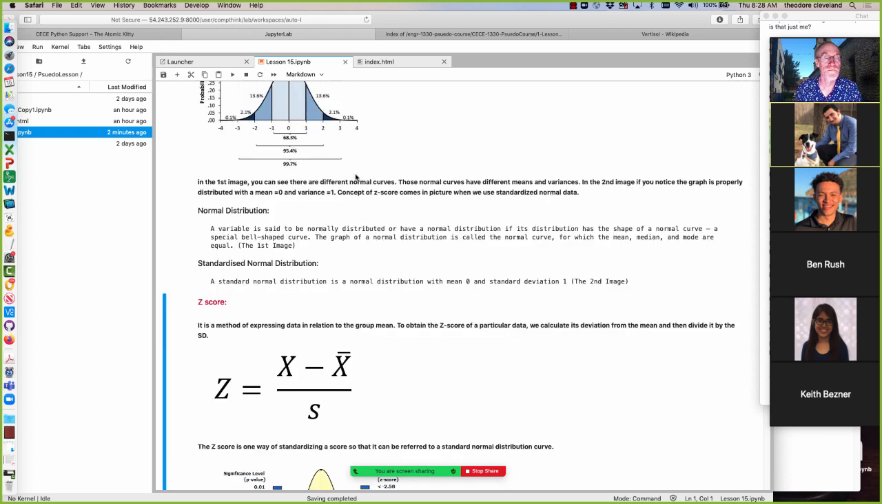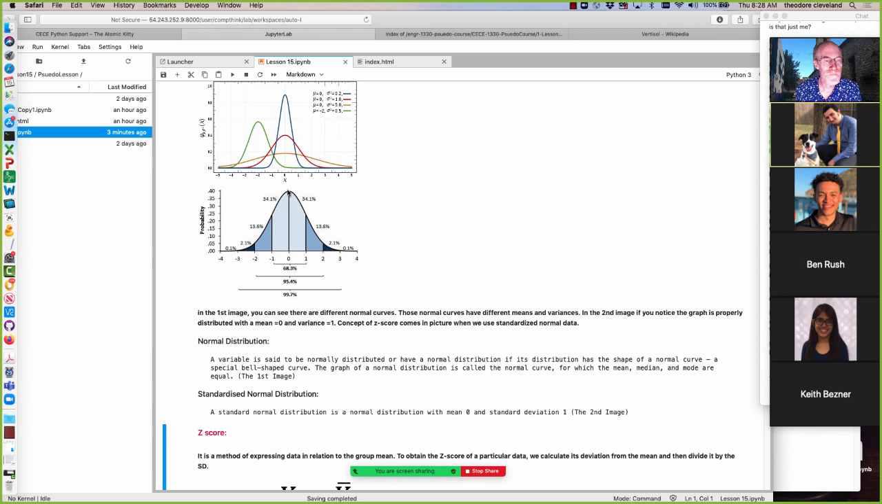So a variable is said to be normally distributed if its distribution has the shape of a normal curve. And we've actually seen that. We've actually seen the function that makes that the case. And then the graph of a normal distribution is called the normal curve, for which the mean, the median, and the mode are equal. There's other distributions where that's true, but for what it's worth, most distributions, the mean, median, and mode are not the same numerical value.